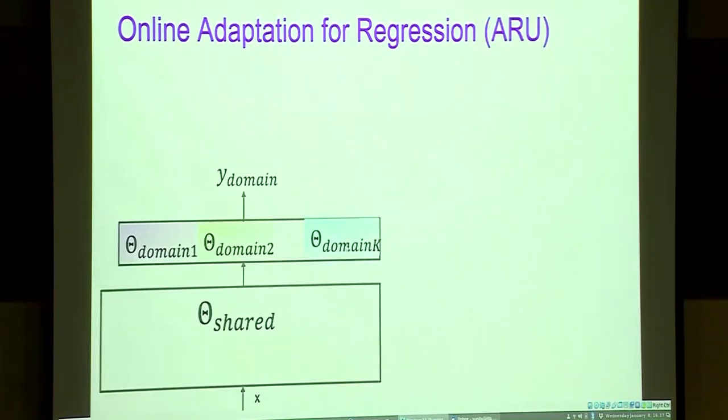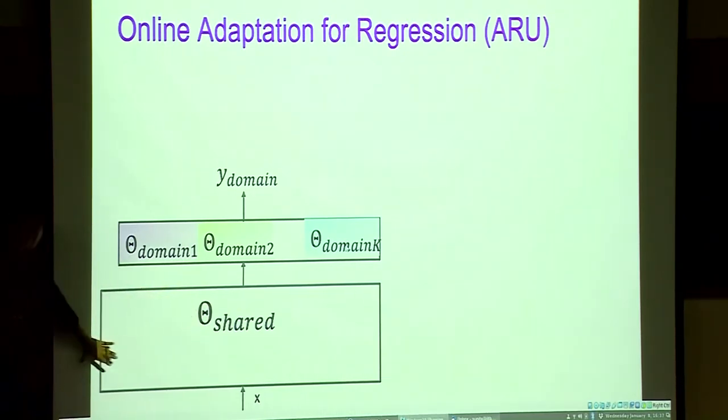So here is the main idea of that model. We call this online adaptation for regression, and we think of it as an extension of LSTMs, and we therefore call it ARU, for adaptive regression unit. So the network works as follows. You take as input an X, and then you have these shared parameters which are the bottom of the network, and only at the last layer you introduce domain specific parameters.